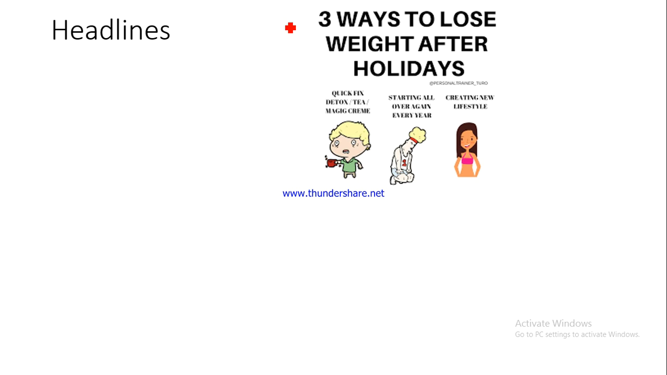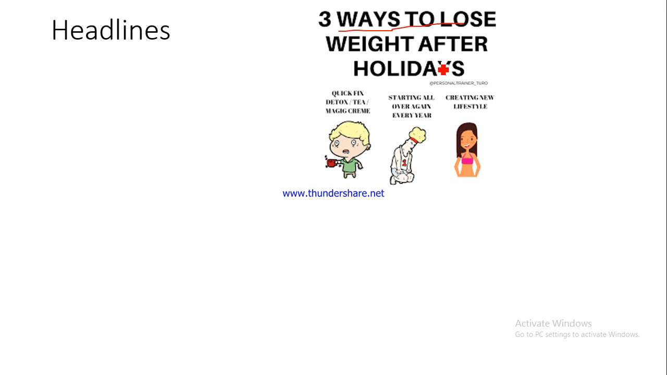In headlines, this can be one way in which you can attract the audience attention. 1, 2, 3 ways means one way of losing weight, or you say 2 ways in which you can lose weight, 3 reasons why you should buy this particular brand, right? So this is what we mean by basically 1, 2, 3 kind of headline. And you see here 3 ways to lose weight after holidays, right? So here this particular ad is trying to promote an idea. It is not trying to sell a particular product. It is trying to sell this idea, and they have come up with this headline: 3 ways to lose weight after holidays.